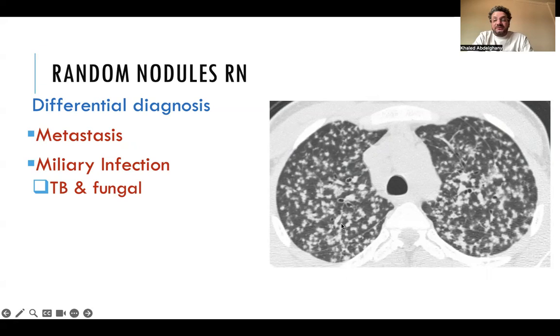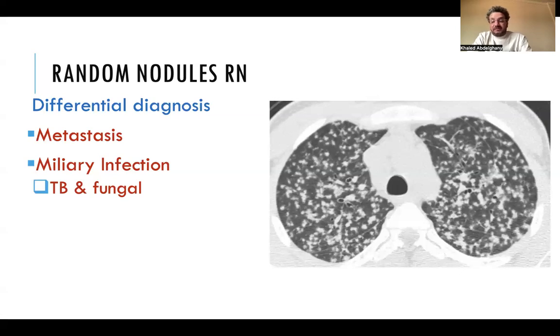Usually, the miliary infection is tiny nodules. And you see here, even if the nodules are very tiny, they are still sharply marginated. And this is the characteristic feature of nodules due to hematogenous spread, miliary TB or histoplasmosis. The nodules in blood-borne source will be always, even if tiny, well sharply marginated nodules and soft tissue density.